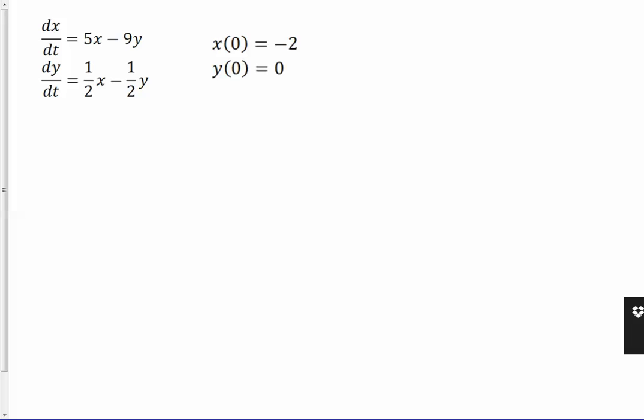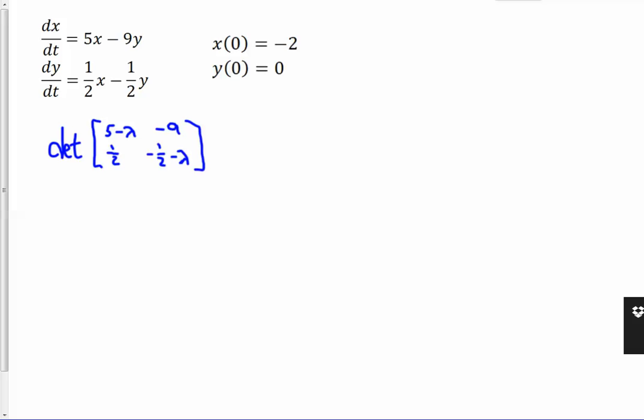So our approach is to find two, hopefully there will be two, straight line solutions, and then form the general solution out of that, and then apply our initial conditions. So we need eigenvalues and eigenvectors. Okay, so we compute the determinant of this matrix. Here I've taken the four coefficients, 5, negative 9, half, negative a half, put minus lambdas on the main diagonal, and I'm going to take the determinant of that.